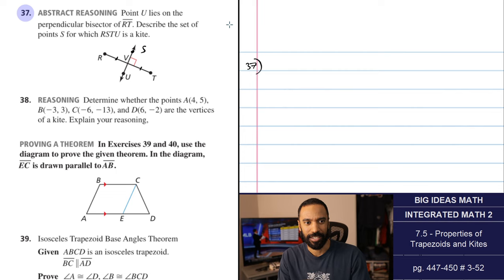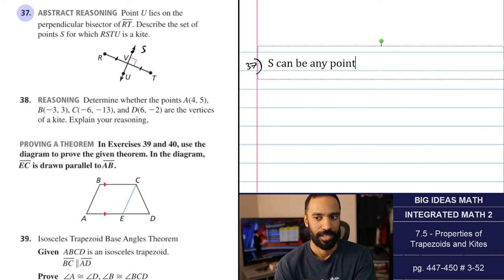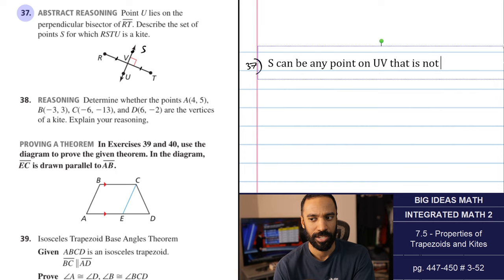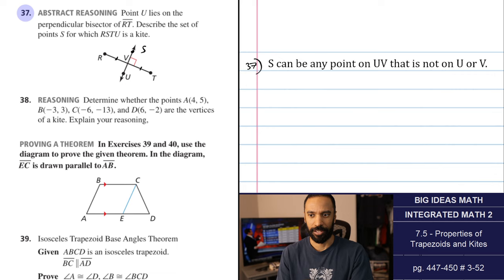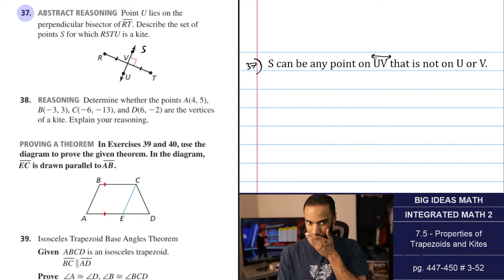I believe that S can be any point. S can be any point on line UV that is not on U or V itself. So it can be on the line, but cannot be on those individual points. And then it's a kite.